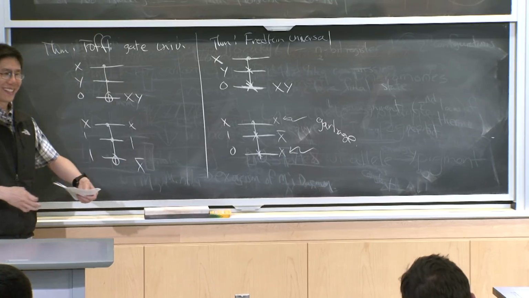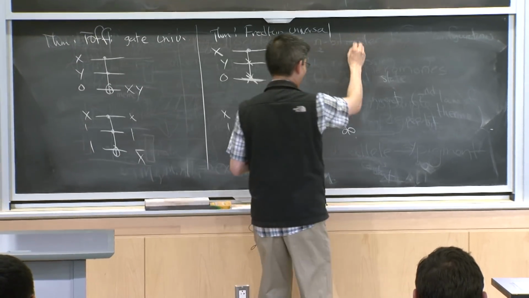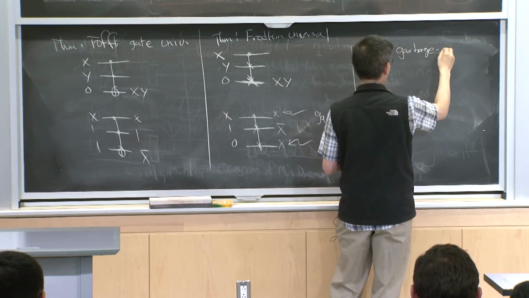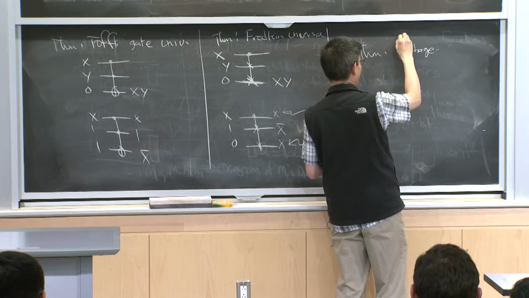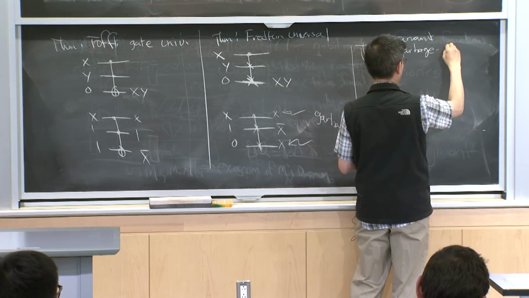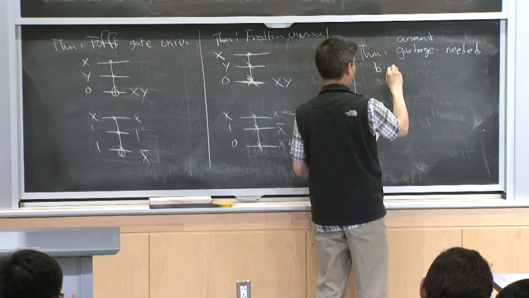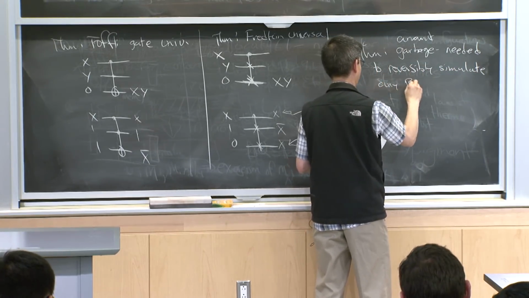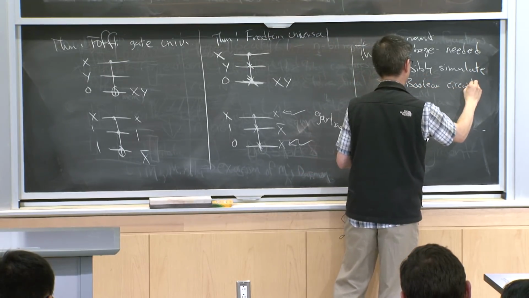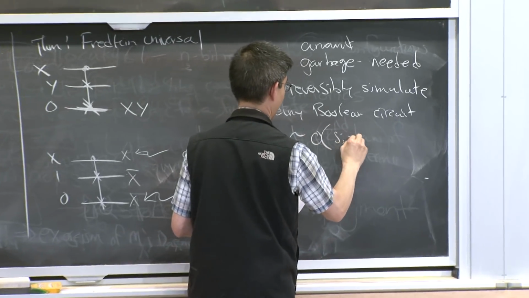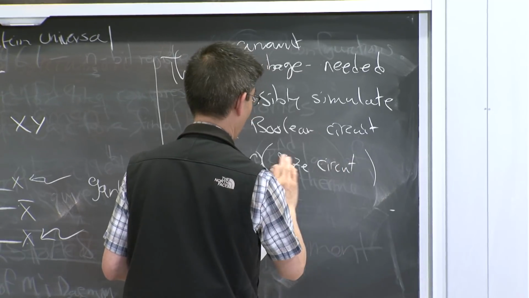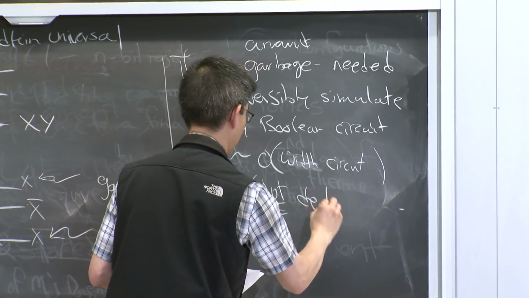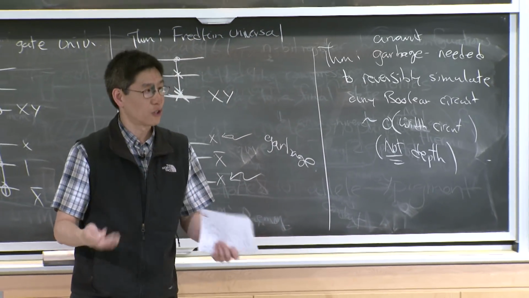Okay? And this garbage keeps on growing as we build our circuit larger and larger. However, there's a theorem that the amount of garbage needed to reversibly simulate any Boolean circuit is of the order of the size of the circuit, of the width, and not the depth. So that the amount of garbage can be a controlled amount.